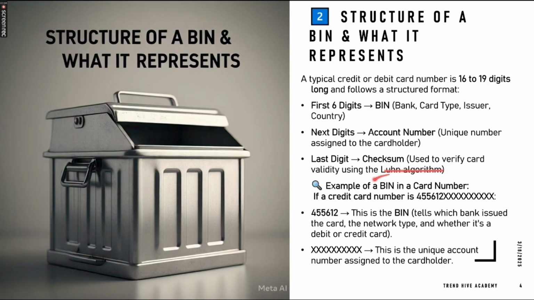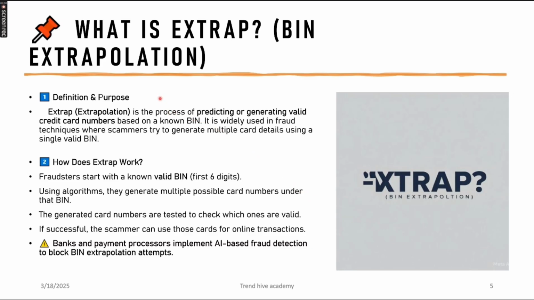This is a different algorithm, so you don't need to go through this. For example, if this is the credit card number, what is this? This is the BIN. 455612 is the BIN because it is the first 6 digits, and this is the unique account number. So now moving to the next topic, that is what is extrap.